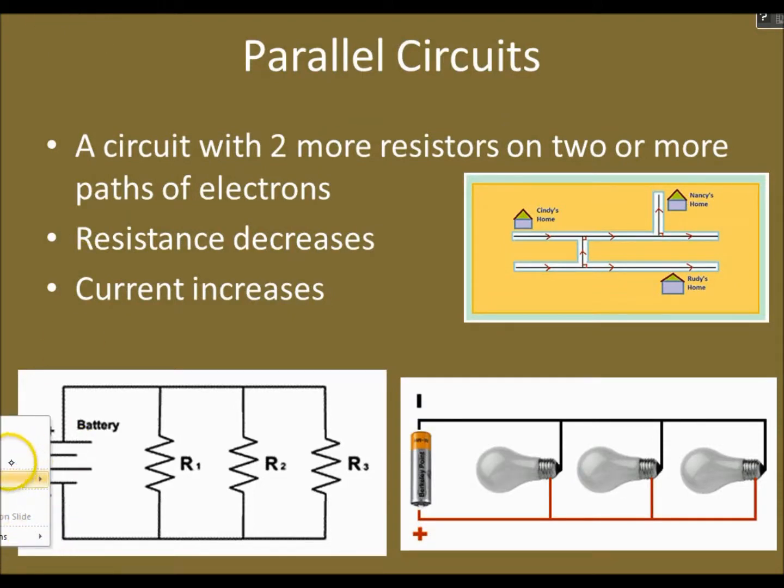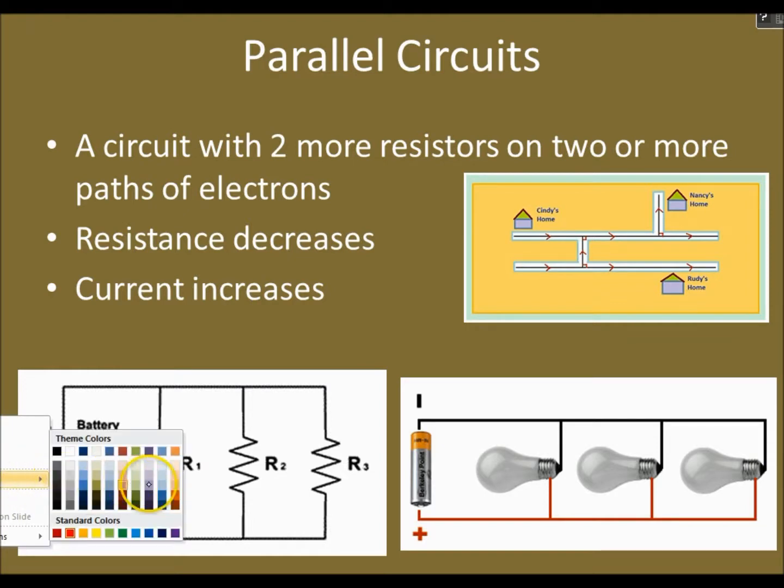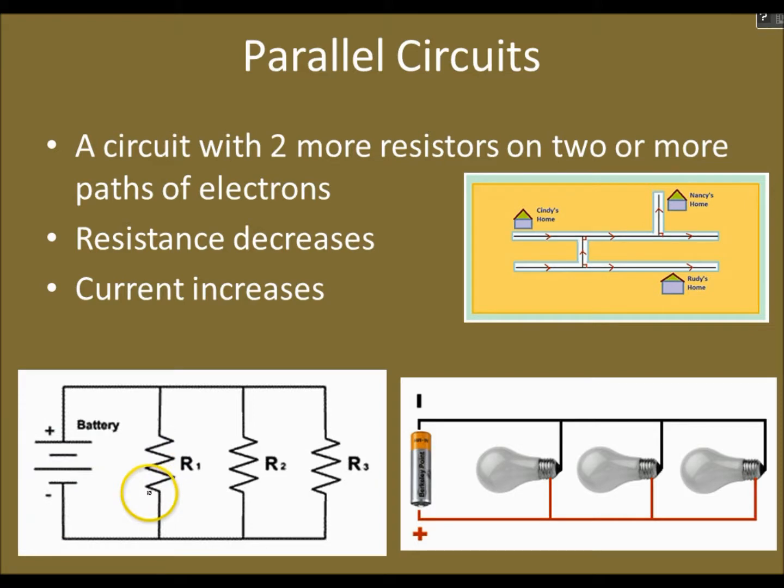All electrons want to complete a path back to the battery because the battery is where the plus charge is that they desperately want to get to. Actually, let me use a highlighter.